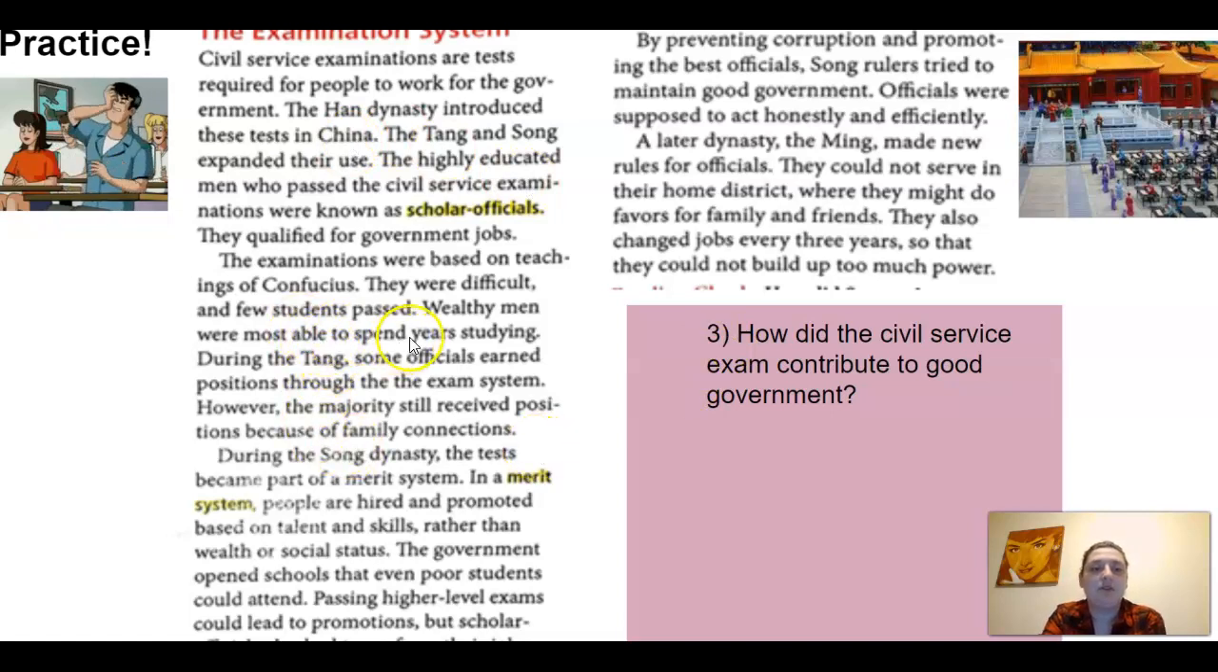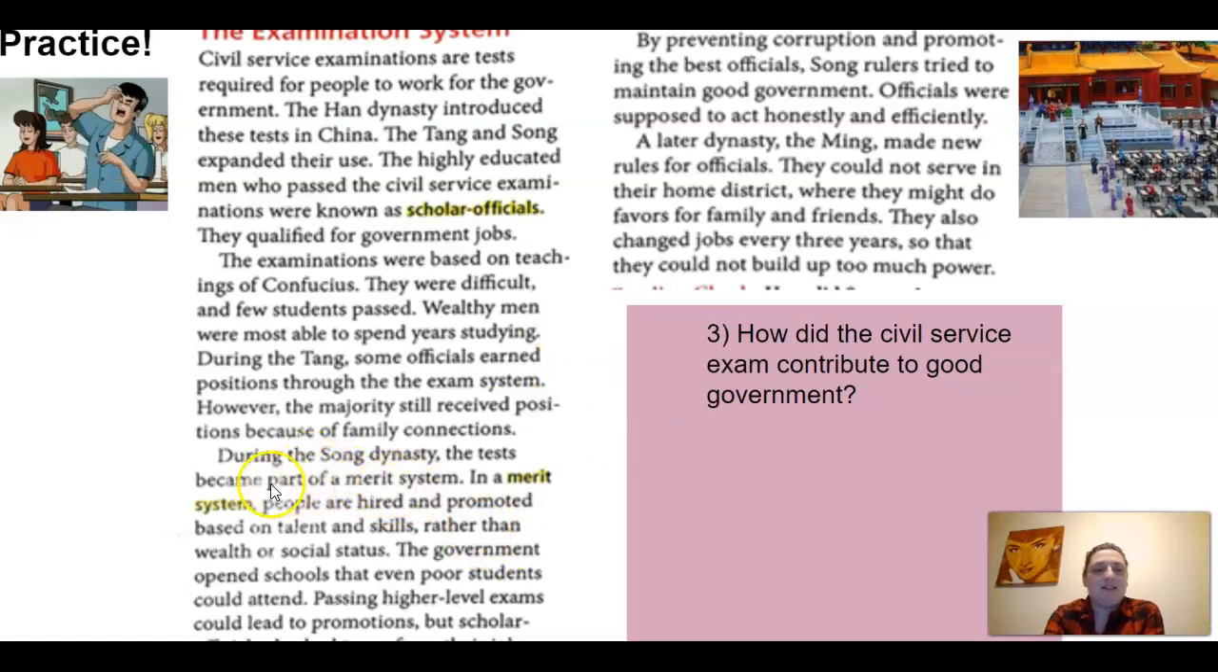They were difficult and few students passed. Wealthy men were most able to spend years studying. During the Tang, some officials earned positions through the exam system. However, the majority still received positions because of family connections. So even though they're saying, oh, we have this merit system, you have to earn it to get it, it still is very one-sided because if you were working and you were lower class, you didn't have time to study, and if you didn't have time to study, you didn't pass the test. But if you were wealthy, you didn't have to work, so you had time to study, and you were more likely to pass the test. So it's kind of like a double standard.